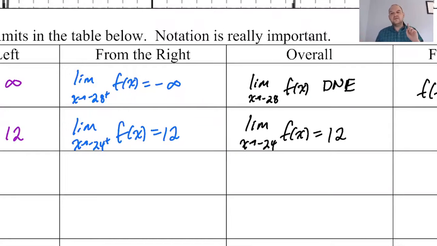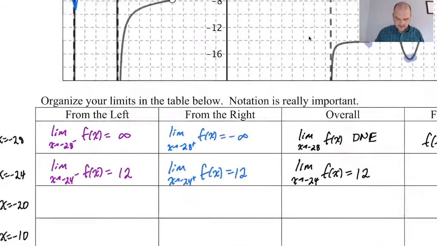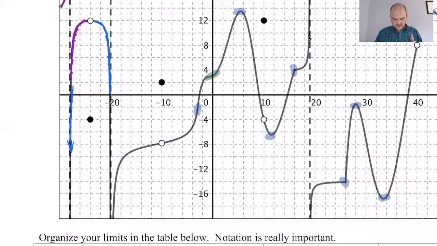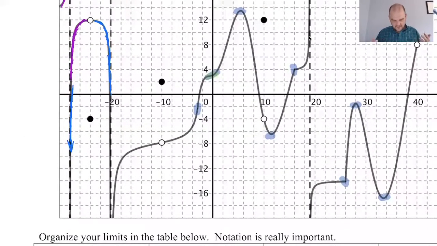If not, there's a removable discontinuity because the limit exists but doesn't equal the value of the function. So at some point we'll get to that in the notes, and then you'll be like, man, we've been saying that over and over. Yes.